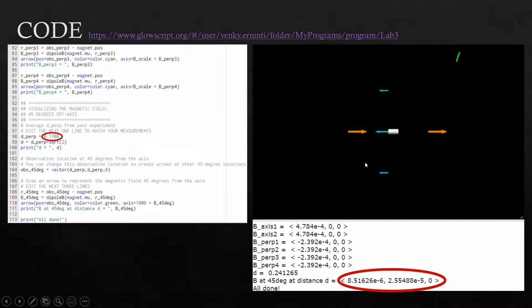So you can see here that the orange arrows are pointing in the same direction as the dipole and are twice as big in magnitude as the blue arrows, and then that the blue arrows point in the opposite directions of the dipole because they're perpendicular. And then for the magnetic field at the 45 degrees, I got this.